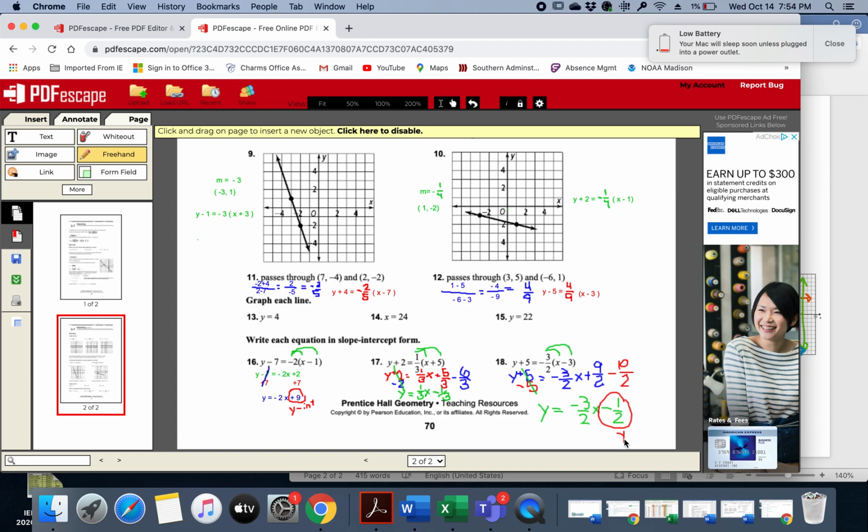This is a beautiful thing. It's a great place to start when you're graphing a line. Start at the y-intercept and then execute your slope from that y-intercept.